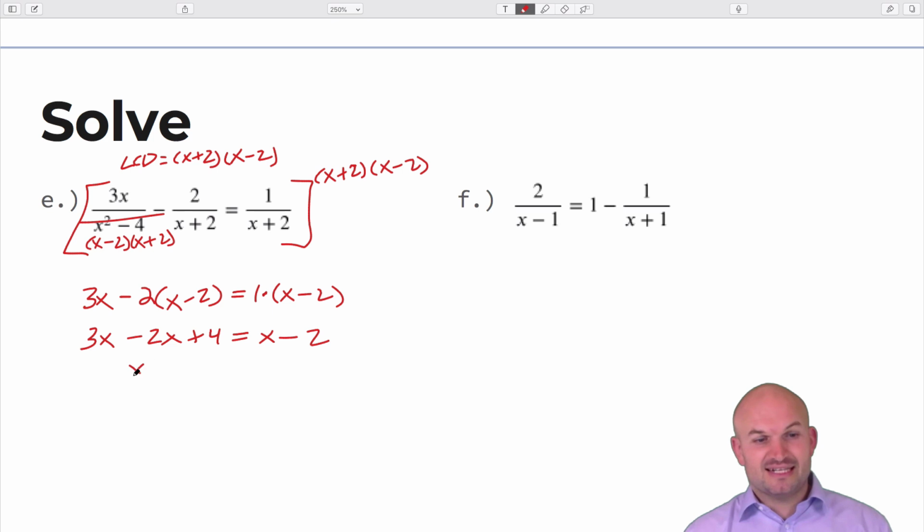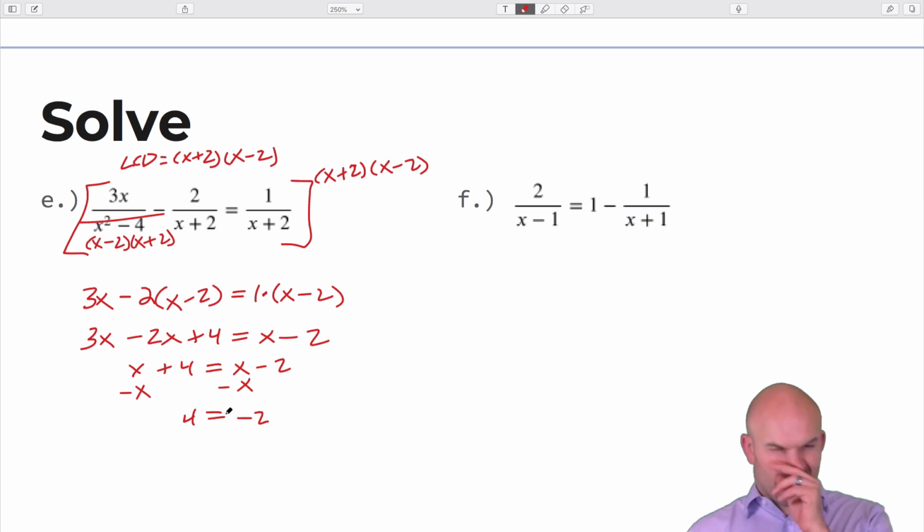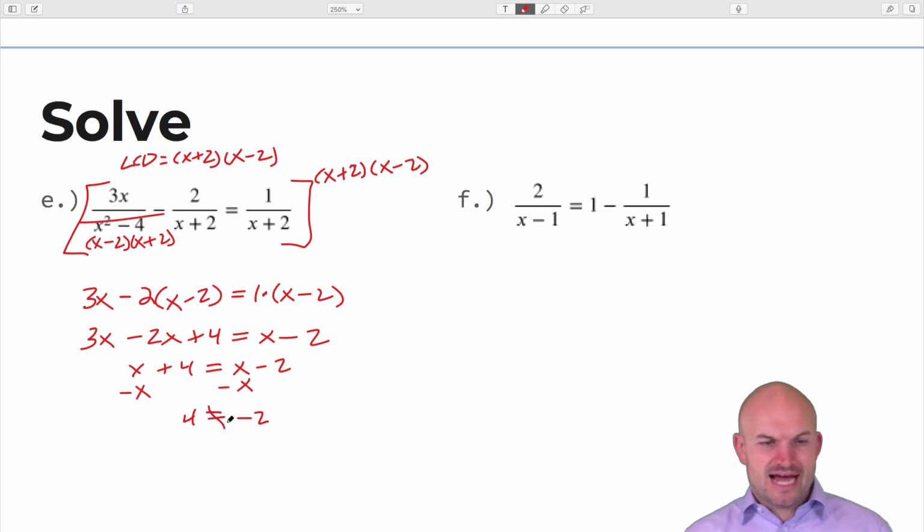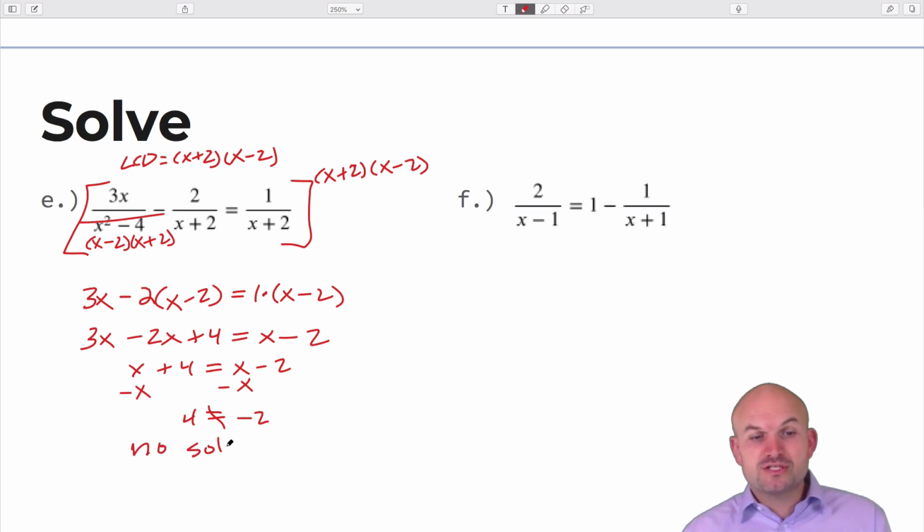And then we just need to get the x's to the same side. And we get something very interesting. 4 is equal to -2. Well, that's kind of weird. Again, we're trying to find solutions, and then we get a statement that is not true. So what does that mean in the context of the problem? That means there's no solution.